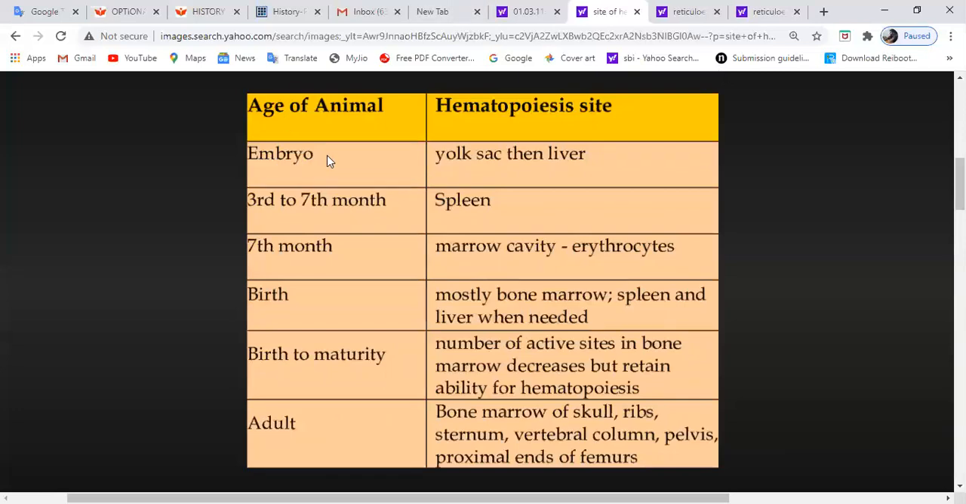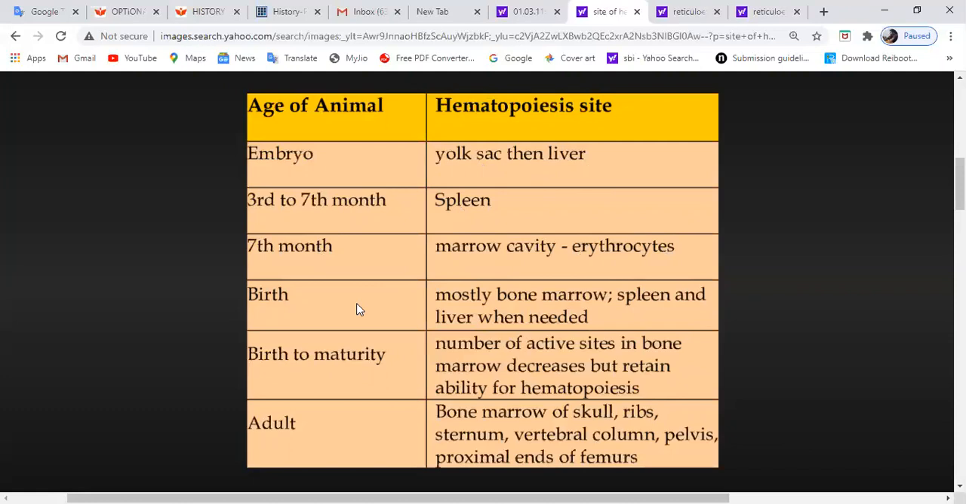Now, the site of hematopoiesis can vary according to the age of an animal. For example, when we were embryos, the yolk sac and then the liver were the major sites of hematopoiesis, right? First of all the yolk sac, and then it comes to the liver. When we were 3 to 7 months old, the spleen is the site of hematopoiesis. All the cell types in the blood are produced in the spleen. So please remember the sequence: yolk sac, then liver, then spleen, and in the 7th month it comes to the marrow cavity. Generally, the erythrocytes are produced, right?